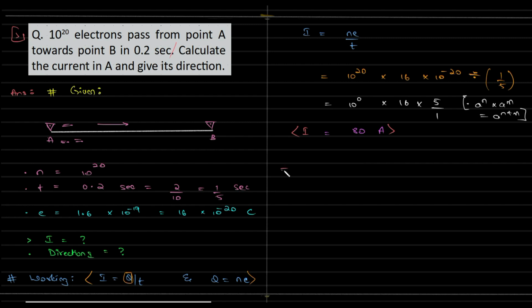Now about the direction. Direction of the current is simple, from B to A. It might be a surprise for a few. It is opposite to the direction of flow of the electrons. Why is it so? There's a small reason, and I'll be talking about this in the future. So this is the direction of current, conventional current. This is the direction of electron.